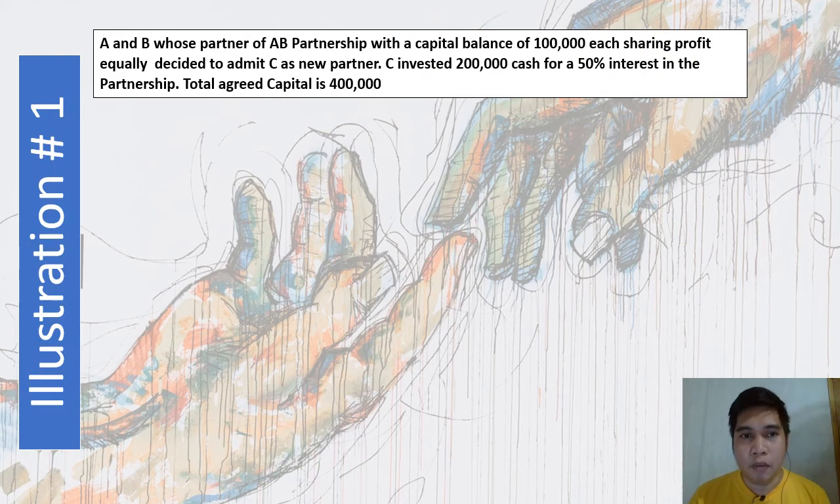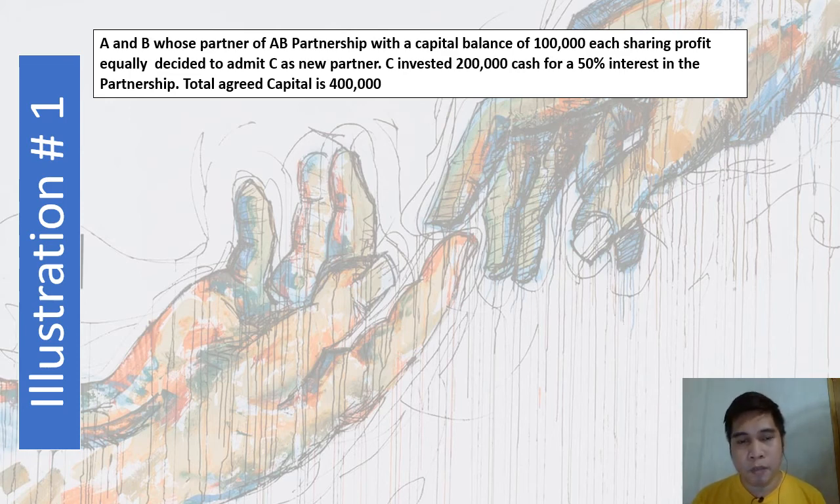So, A and B was partners of AB partnership with the capital balances of 100,000 each, sharing profit equally, decided to admit C as a new partner. So, C invested 200,000 cash for a 50% interest in the partnership. So, the total agreed capital is 400,000 pesos.